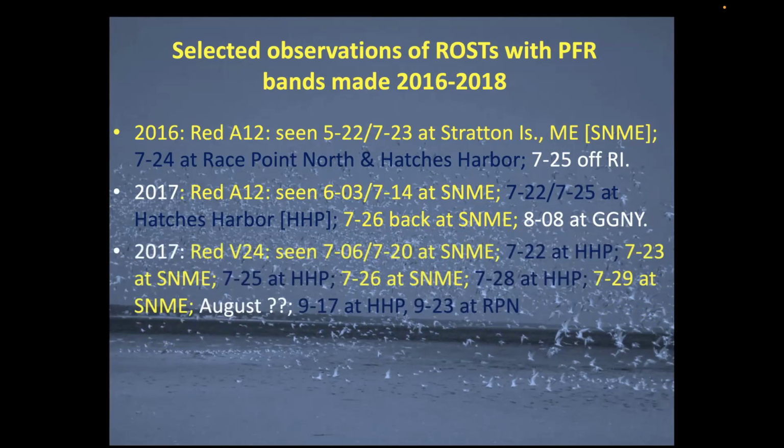There was another bird, red V24. I'm not going to go through all of this, but basically this bird made at least 3 round trips between Cape Cod and southern Maine in a 10-day period. Then it disappeared for about a month. We didn't see it at all in August. And then it came back and was seen several more times in late September there at the Cape. So where it was in August, I don't know. It might have been back up north. It might have gone around to Rhode Island or Great Gull.